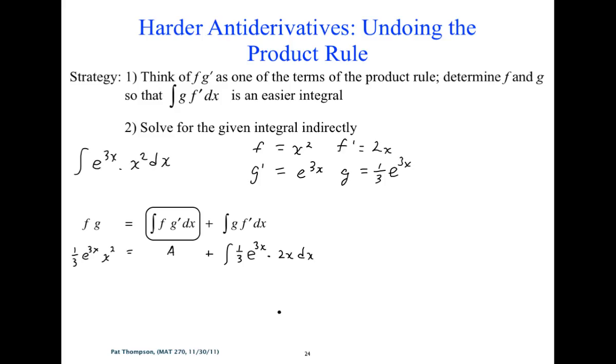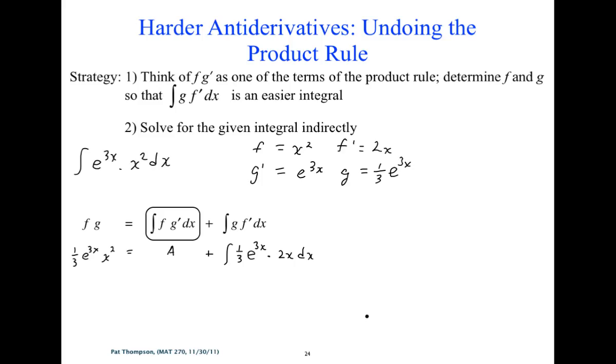Is it progress? Is it better than what we started with? I mean, it's kind of like we're in the same boat we had before. It's kind of similar, but it's now what? That instead of x squared, we just have x to the first. So what can we do? Yeah, so now we're going to take that one, isolate this integral, and think of it as its own problem, which is going to be undoing the product rule.